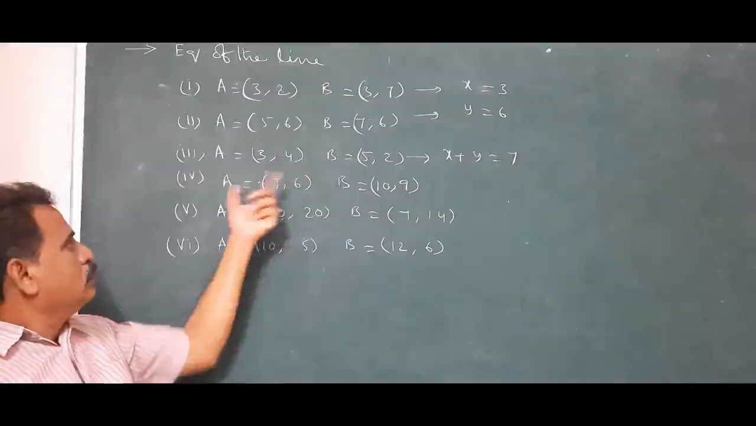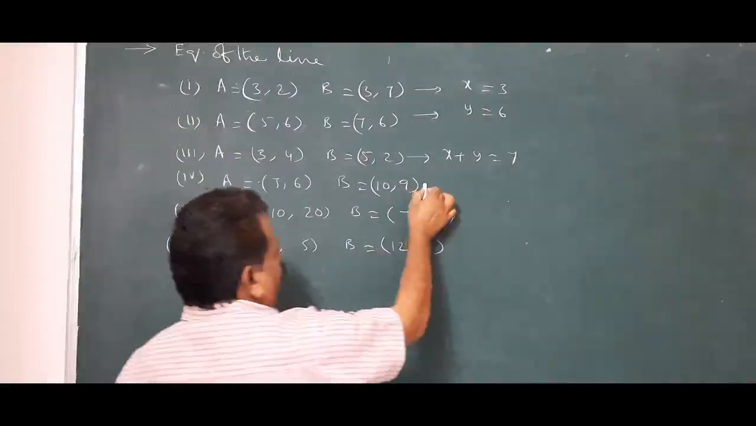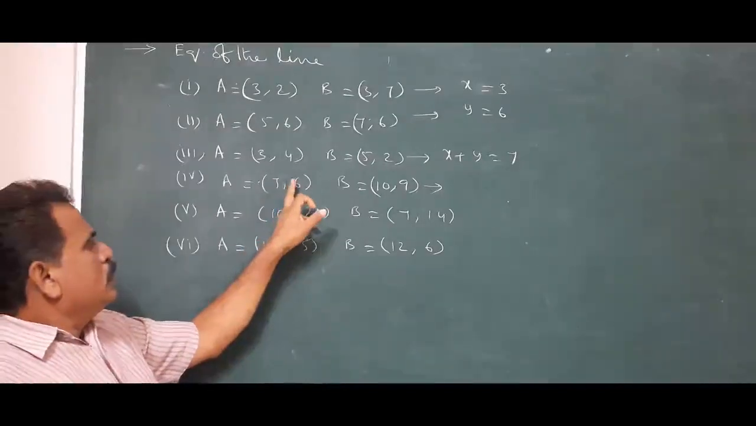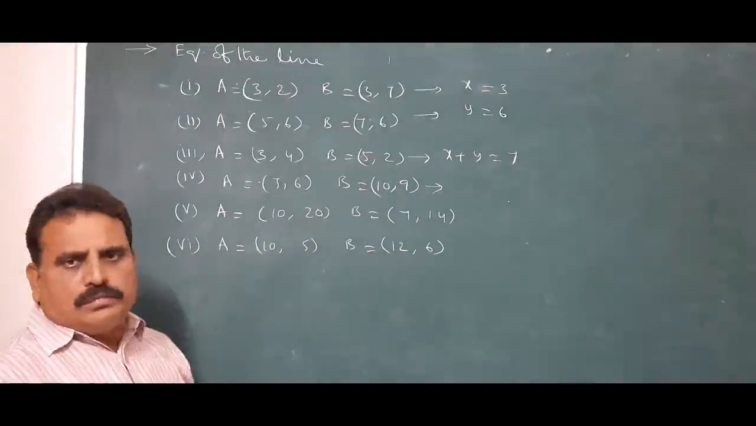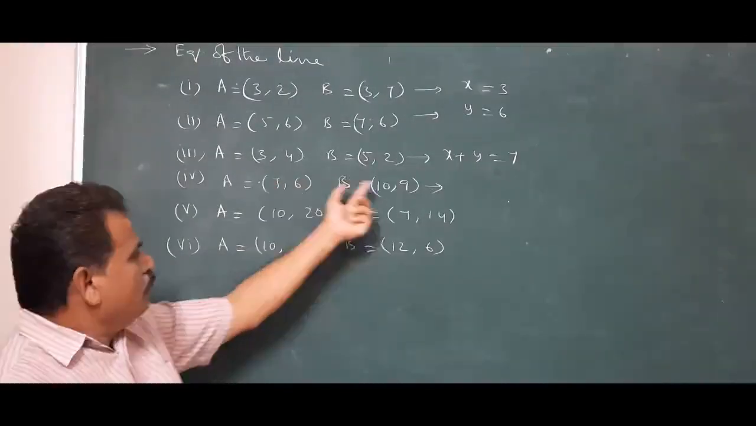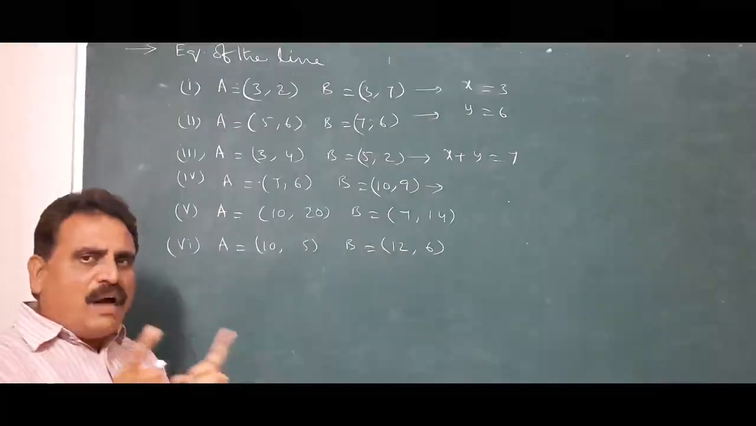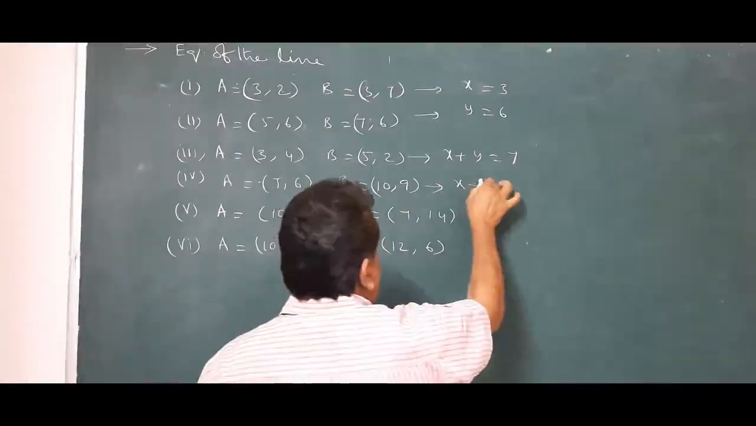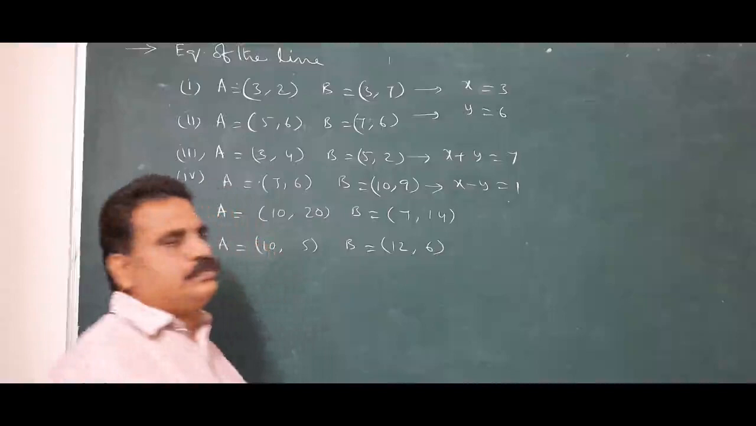Now, next example. In this, sum 13, here 19, so not equal. Difference you observe, here difference is 1, here difference is 1. So that is a common property. So the equation of the line is x minus y equal to 1.